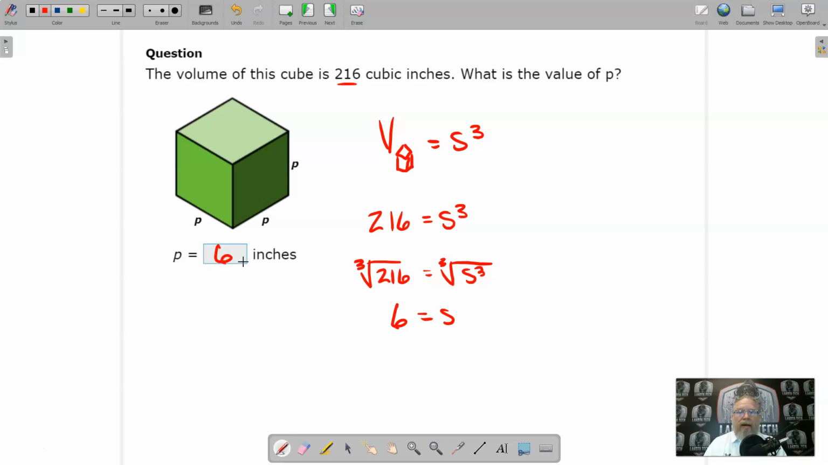You could always go back and verify this by taking 6 and cubing it. 6 to the 3rd power is indeed 216. If you did not have a calculator that would do that, you could just start cubing numbers. 4 wouldn't be enough. 5 times 5 times 5 wouldn't be enough. Try 6 times 6 times 6, and then you get 216, and you'd be able to find it that way. But moving along.